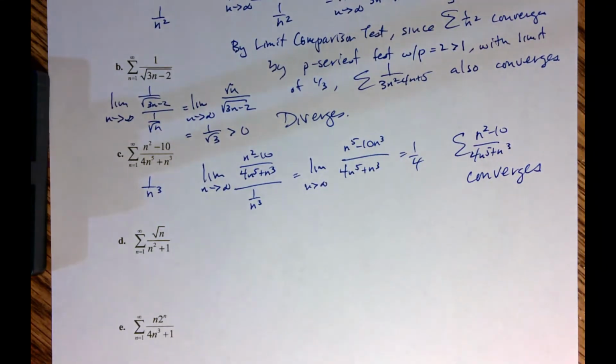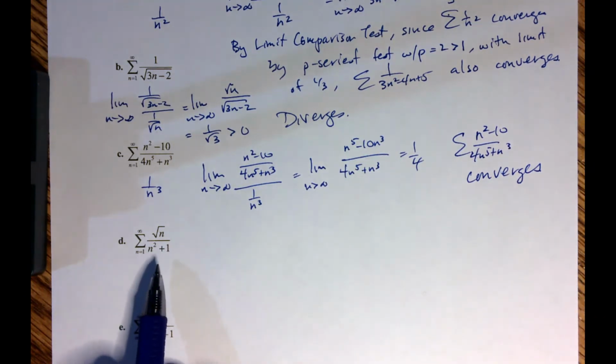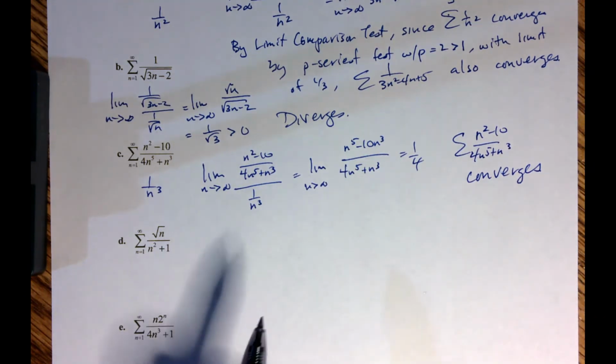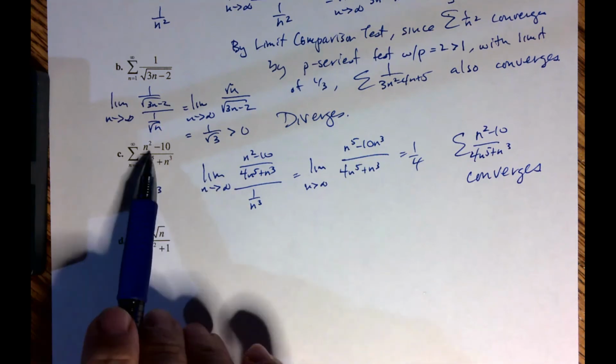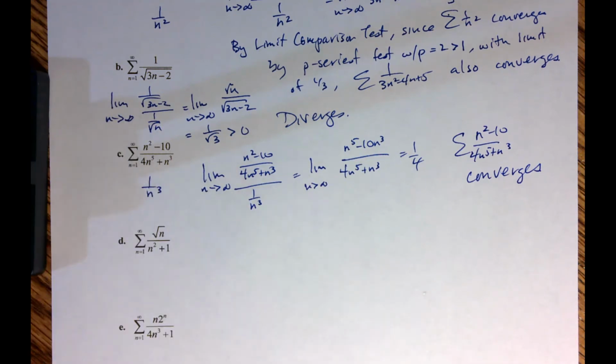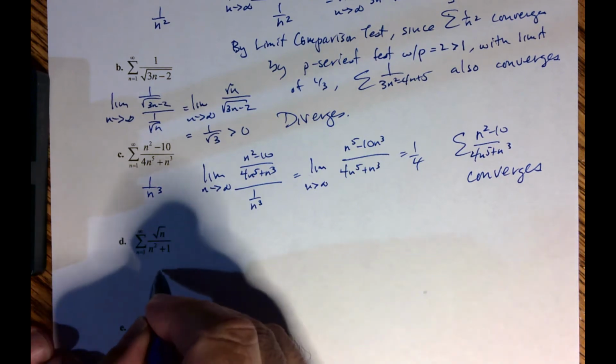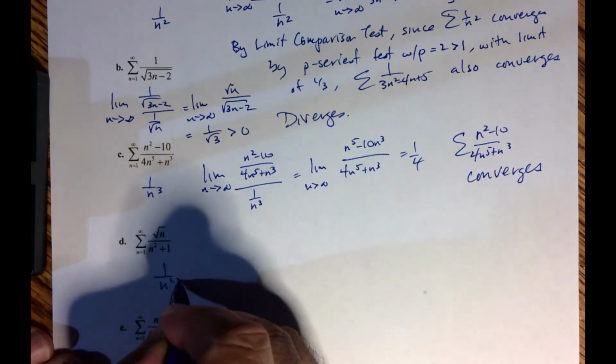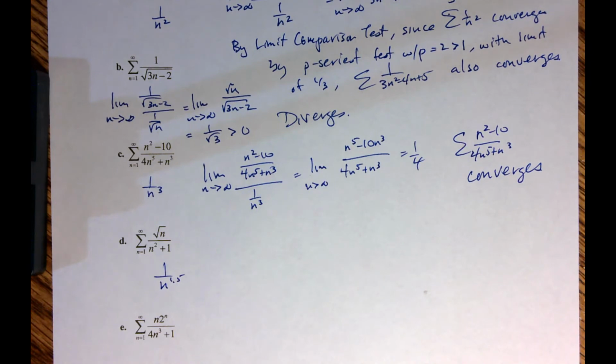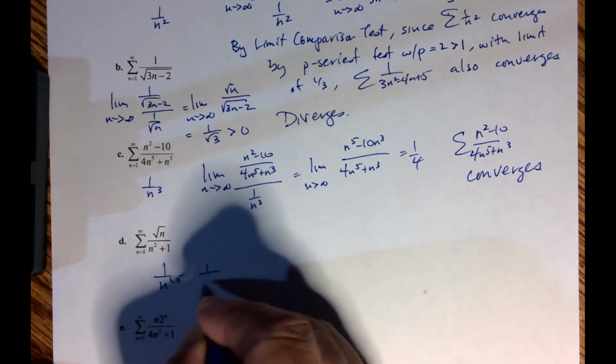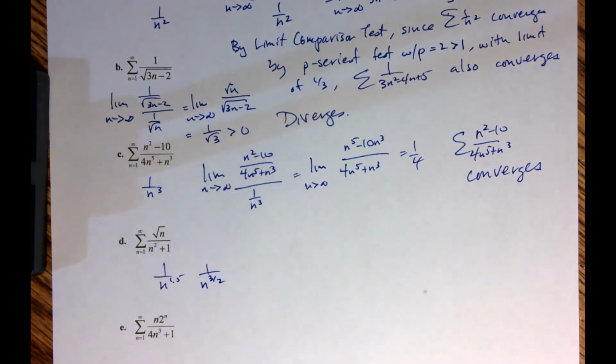Okay, and what about this one? So you got square root of n and n squared. If you use the same rules as last time, by simply subtracting the exponents, this will give me an exponent of 1.5, right? So basically, I'm looking at n to the 1.5, or maybe 1 over n to the 3/2, whichever you're more comfortable with.